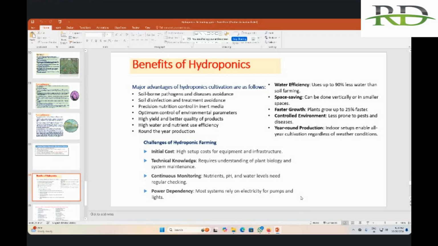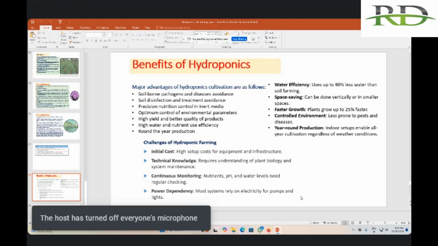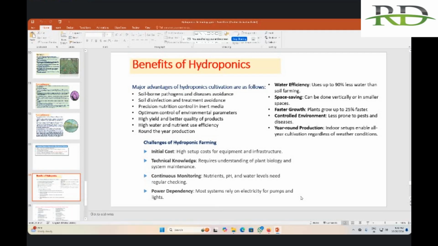Again, many of us have less technical know-how, because people want to do hydroponics but they don't know what nutrient solution should be given, how to avoid algae problems, why the plants are not performing well, and what we have to check. All those technical know-hows are again a challenge in a hydroponic system.